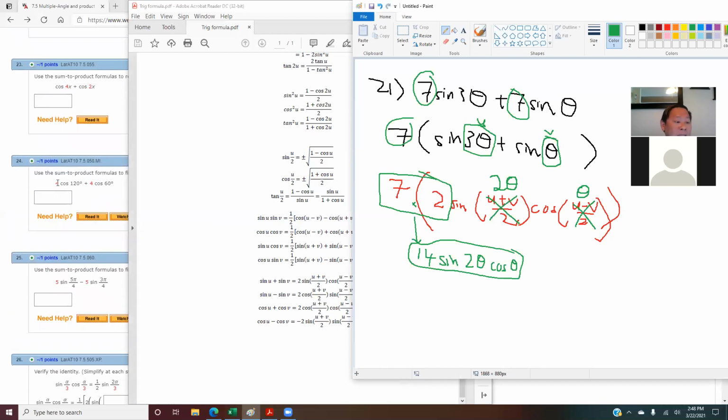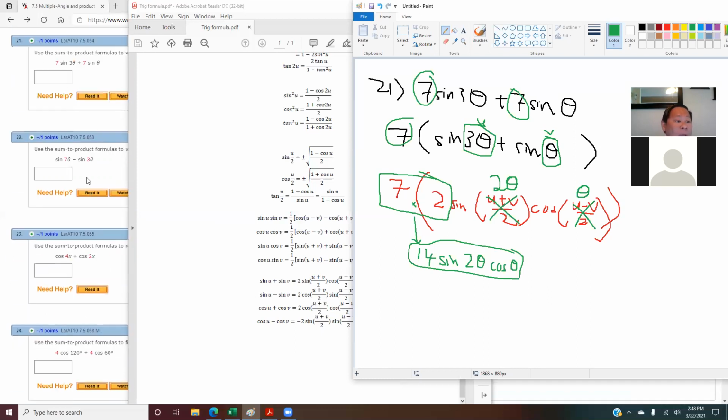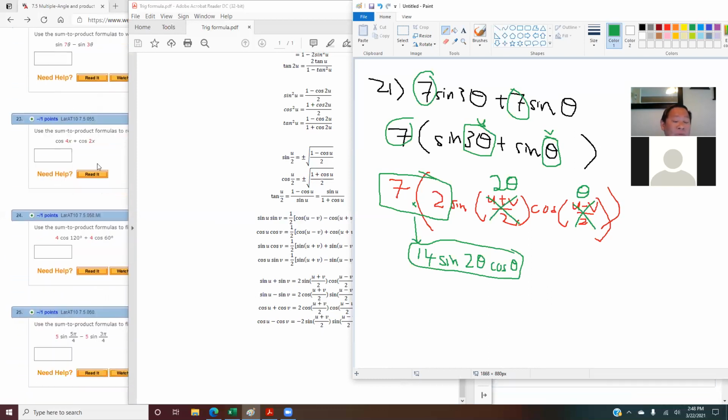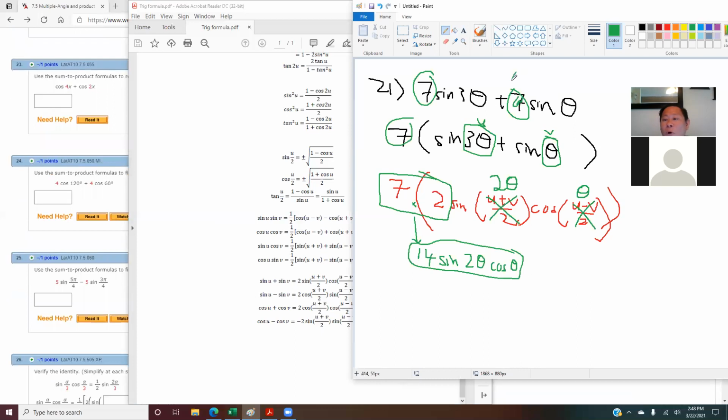So mostly when you do the sum to product, the main part is that these two numbers are always the same, like 5, 5, 4, 4, 7, 7. They won't give you one is 7 and one is 4. No, they won't give you that. They always give you those two numbers to be the same. The reason why is because you have to factor it out. So if you give 7 and 4 or whatever, two different numbers, that means you cannot use this formula anymore. You cannot use the sum to product anymore.